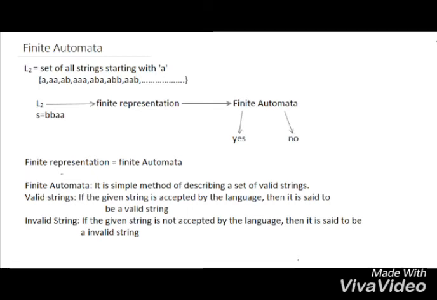So the finite representation is a finite automata, which is nothing but a finite machine. This finite automata is used to tell whether the string is present in the language or not. So it is a simple method of describing a set of valid strings. We say a string is valid if a given string is accepted by the language, which means the string is present in the language. Invalid string: if a given string is not accepted by the language, then it is said to be an invalid string, which means the string is not present in the language.